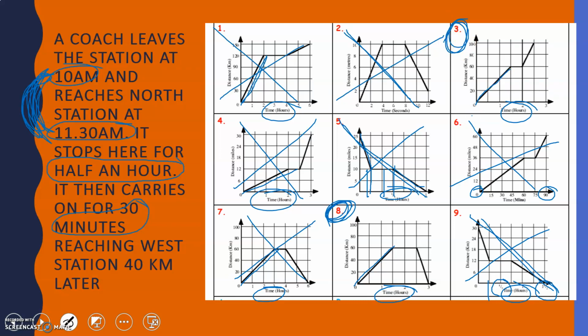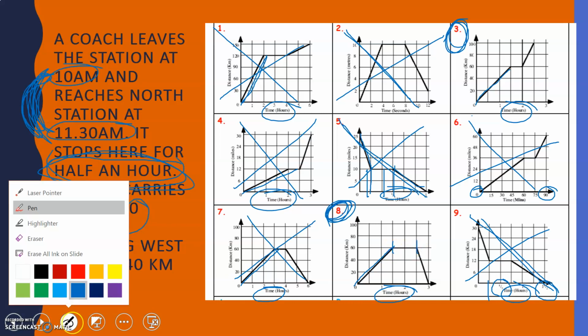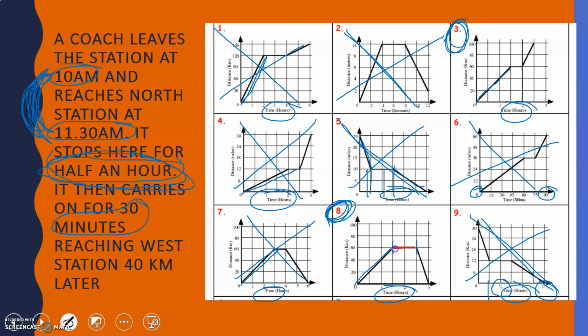Let's look at the next motion that we have. So the coach travels from 10 to 11:30. Then the train stops for half an hour. So for 30 minutes, the train is at rest. So let's look at number 8. So from here to here, we do see that the train is stopped. However, how long is it stopped? It's looking like from an hour and a half to 2.5 hours. So that is 1 whole hour stopped. So that's not what we just read.